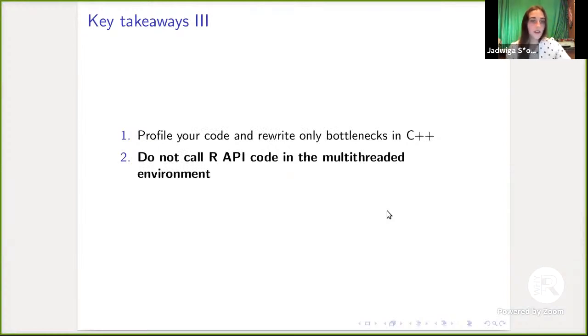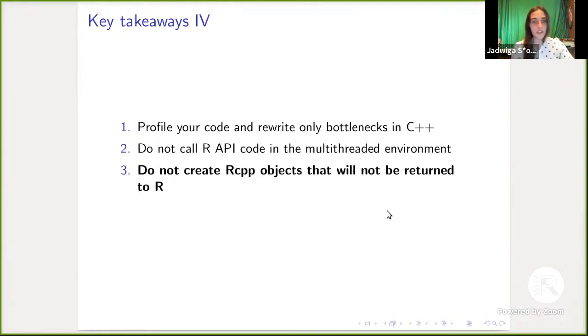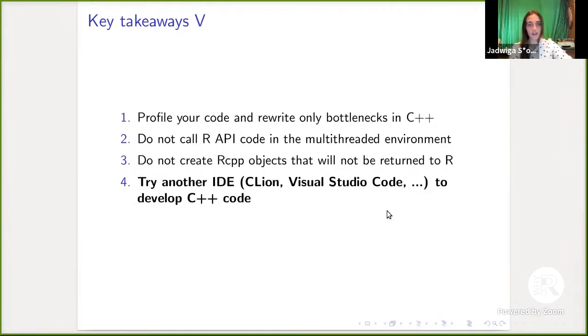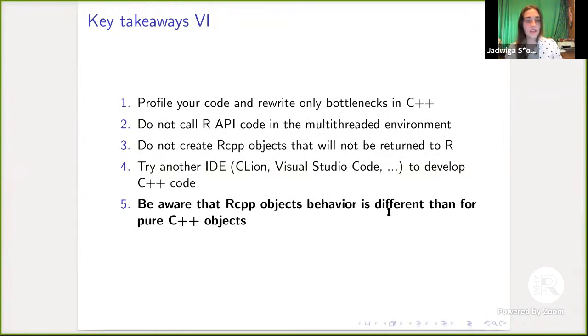The second one, calling R API code in a multi-threaded environment is not allowed. And do not create Rcpp objects that will be returned to R. And try other IDEs, rely on Visual Studio Code, particularly, to develop your C++ code, because the support from RStudio is very limited for C++ code. And be aware that Rcpp object behavior is totally different from pure C++ objects. There is a very huge inconsistency.